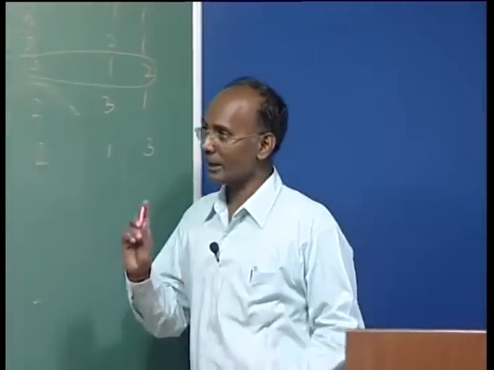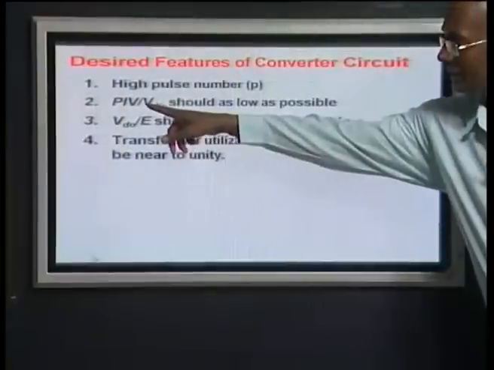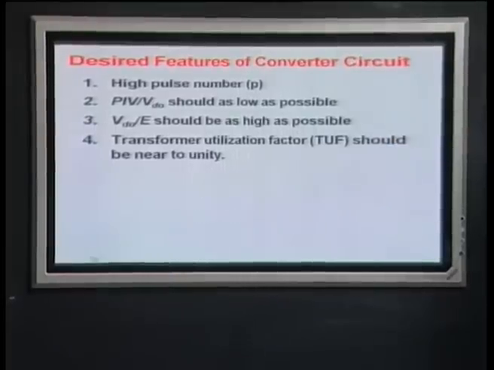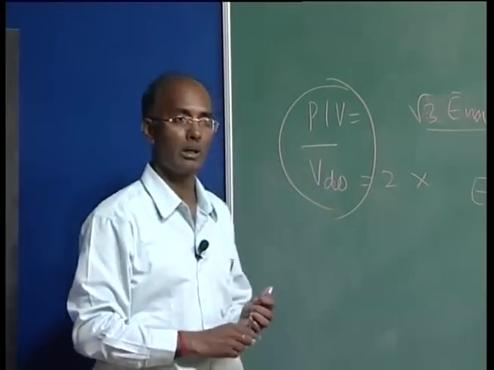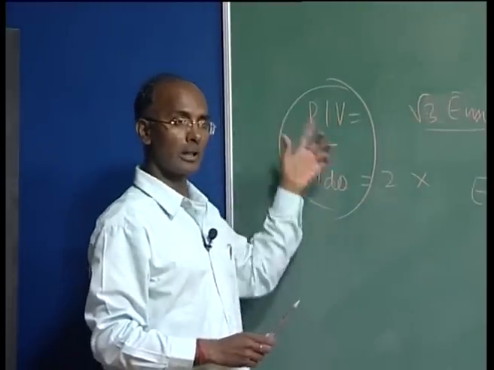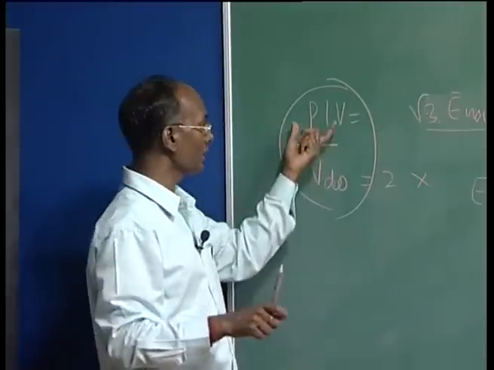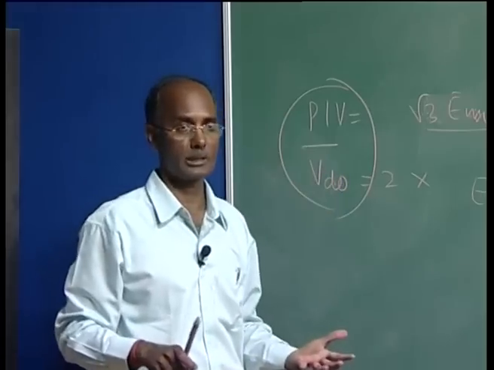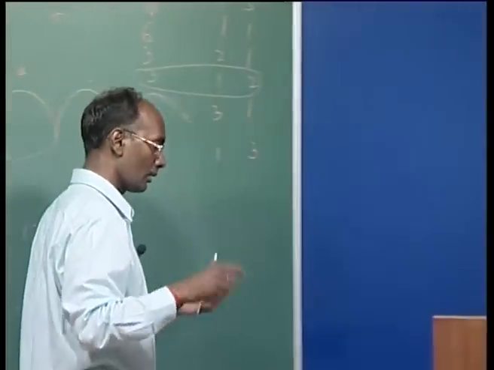The second requirement is the peak inverse voltage. We are not only talking about the peak inverse voltage, we are talking about the ratio of the peak inverse voltage divided by VDO, which should be as minimum as possible, because this is related to your valves. Thereby we can reduce the cost of the whole rectifier circuit.